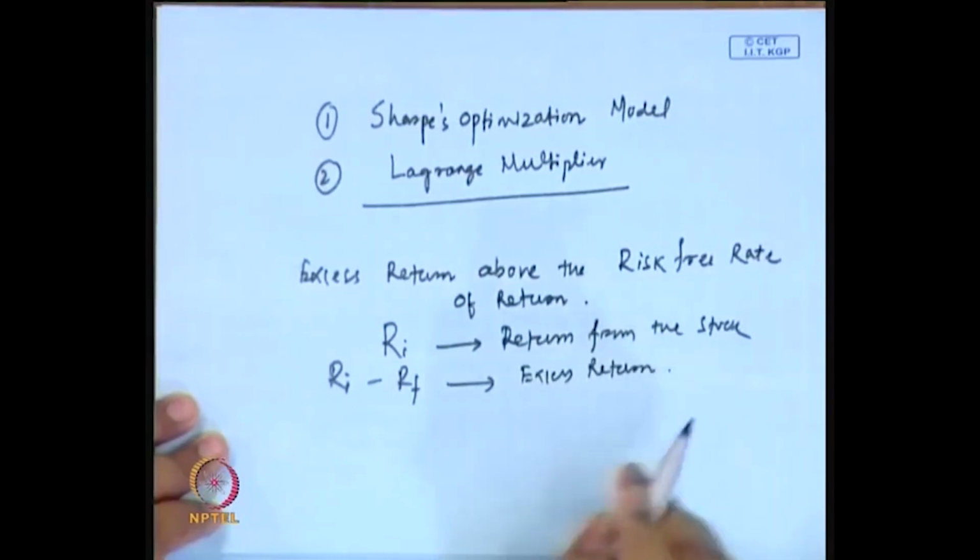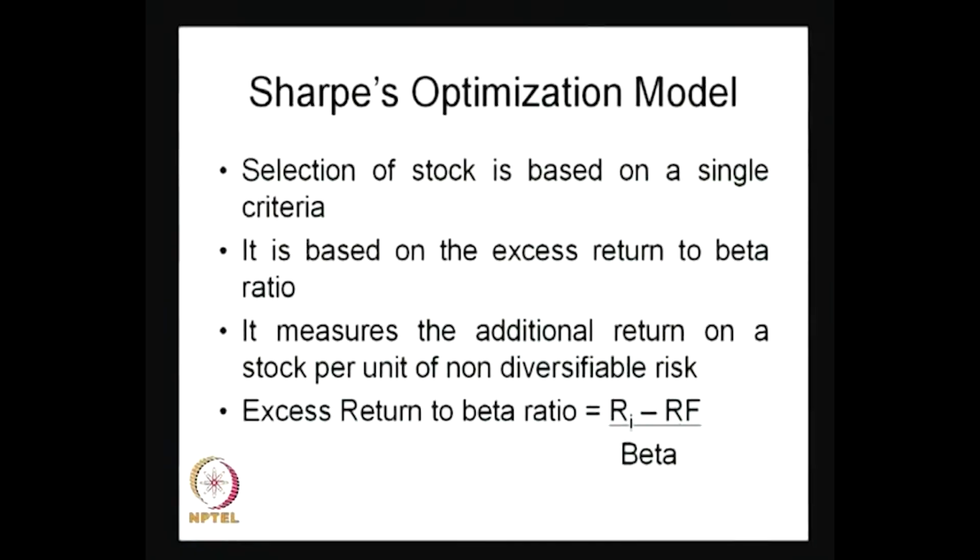According to Sharpe, the excess return is basically the additional return on a stock per unit of non-diversifiable risk. We have already seen that risk can be categorized into two types: diversified risk and undiversified risk. Because of the particular risk which cannot be diversified, the investor should get an excess return, and this excess return is calculated by deducting the risk free rate of return from the return you are getting from the asset.